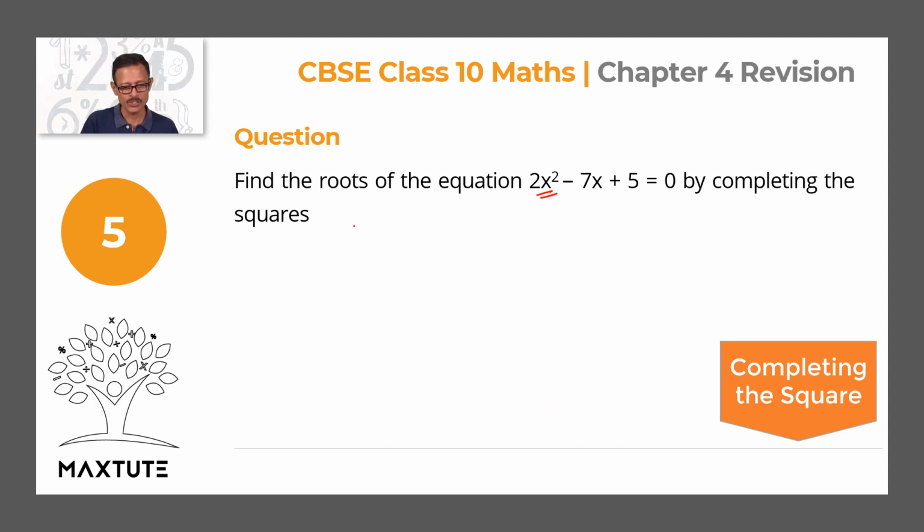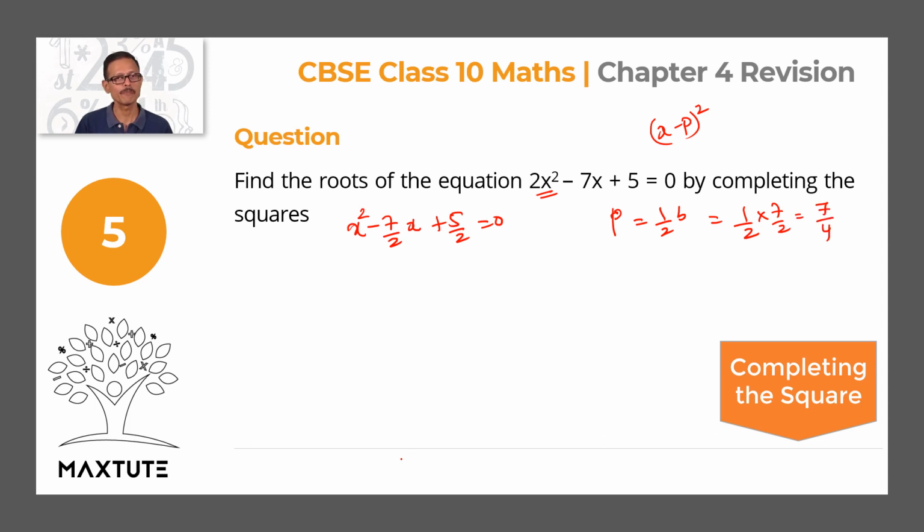So if I divide this by a 2, you're going to get x square minus 7 by 2x plus 5 by 2 equals 0. So now this is again of the form x square plus or minus bx plus c equals 0. I'm going to use the tip directly. We want x minus p the whole square. So the value of p we said is equal to half b. So in this case, therefore, it's going to be half into, what is the value of b? That is equal to 7 by 2. So value of p is equal to 7 by 4.